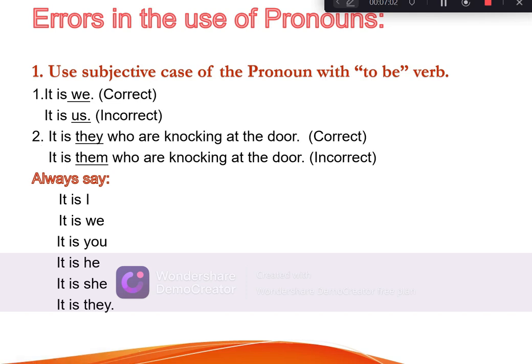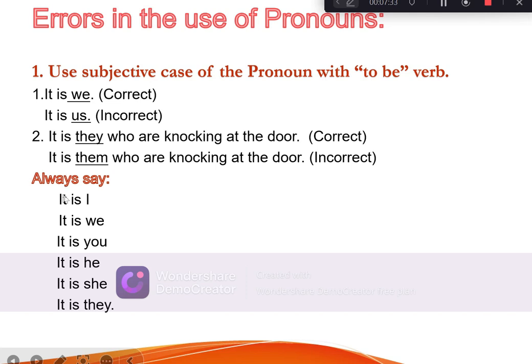Look at the second pair of sentences. "It is they who are knocking at the door" would be the correct structure, but if we say "it is them who are knocking at the door", "it is them" would be the incorrect structure, because is a to be verb. We need to use subjective case of pronoun with this to be verb. So them is not the subjective case, them is objective case. Therefore the second sentence, "it is them who are knocking at the door", would be incorrect.